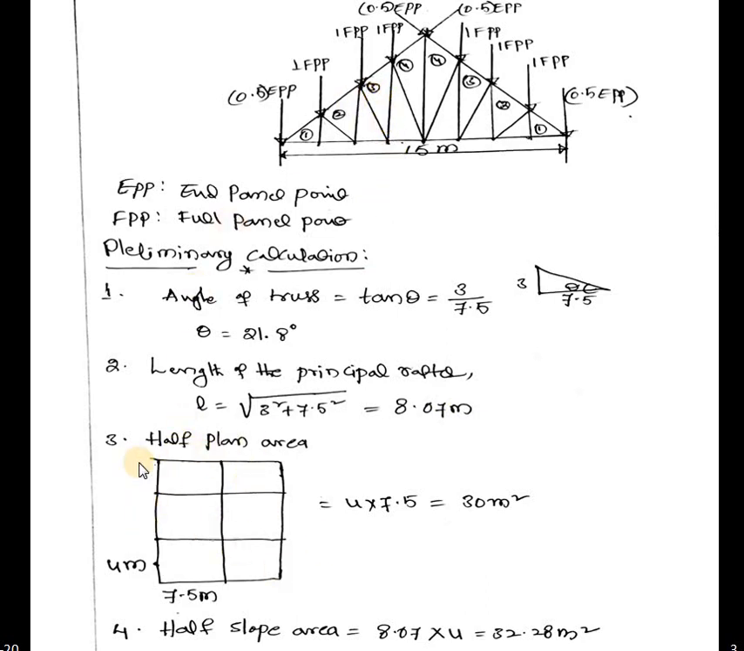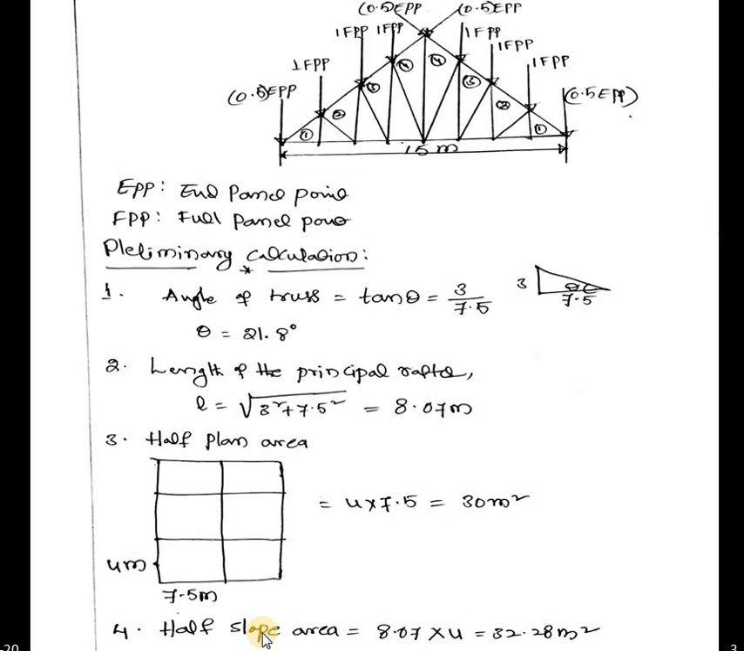Now the third requirement is the plan area. Plan area means he has already given the center to center distance between two trusses, 4 meters. The span is 7.5. Then plan area is equal to 7.5 into 4, that is 30 meters square.